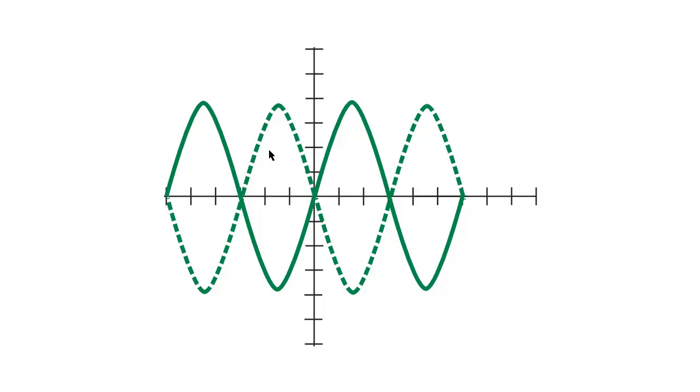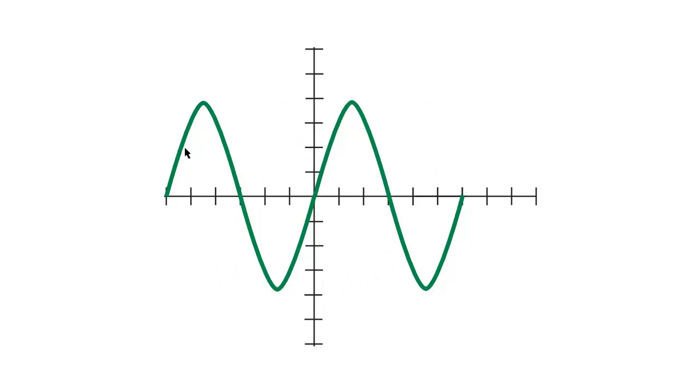So what we get when we invert this wave like that is two waves that cancel each other out, so that if we combine these two together in the same circuit, we're going to get nothing. We're going to get a 0 voltage. Okay, that's fine. Now, if we shift this wave in phase 180 degrees instead, let's do that.